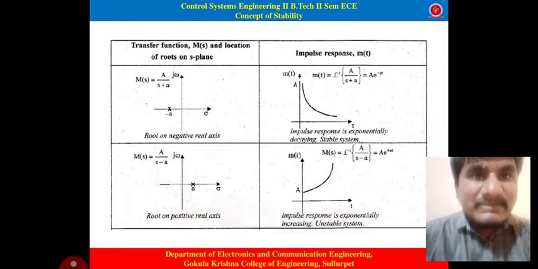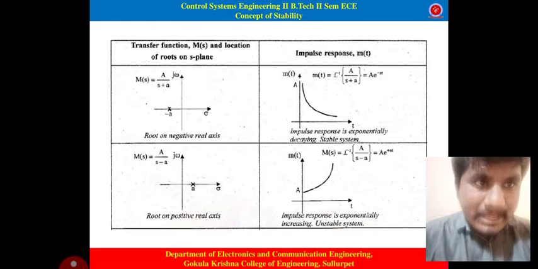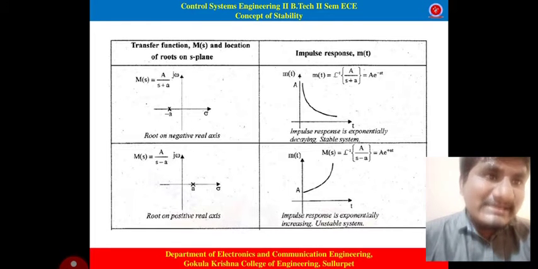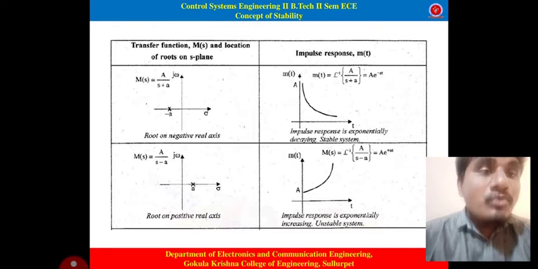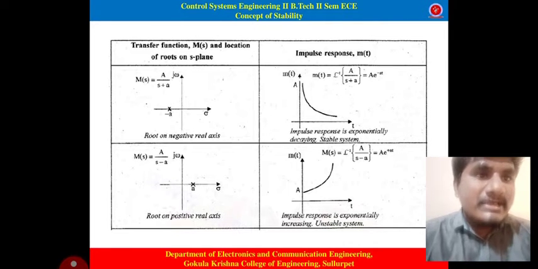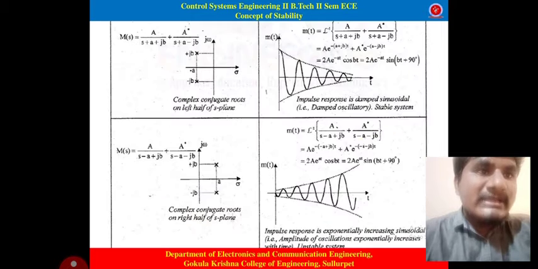Similarly, for the next case, see here m of s is a by s minus a. Okay, that time the pole is plus a, and m of t is a into e power plus at. That time the output is plotted. See, you can see when t is equal to 0, the output is a, but as t increases, the output is increasing exponentially.